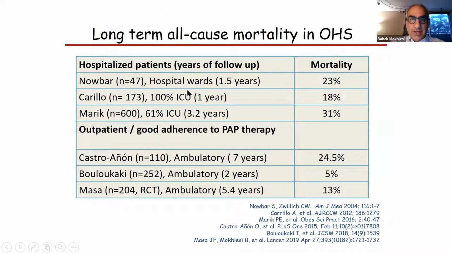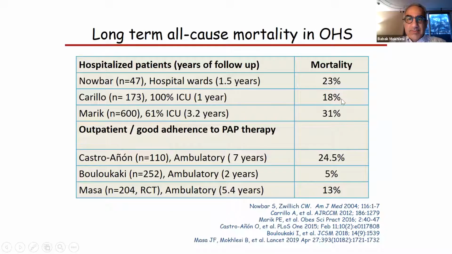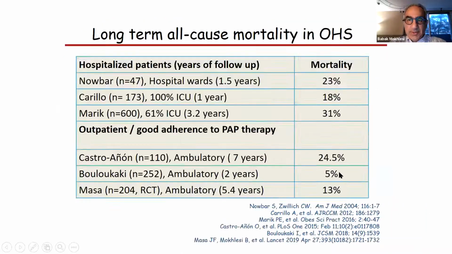If you look at longer term mortality, again, this is the same study from Denver. Nobody died in the hospital, but at a year and a half, 23% were dead. The study by Carrillo, you can see 6% died in the hospital, right? 18% died at 1 year. I'll go back one slide. The study by Merrick, 15% died in the hospital, but at 3 years, it was 31%. And again, we think that most of these patients were untreated. Again, we don't have good data, hard data, but we think that's the case.